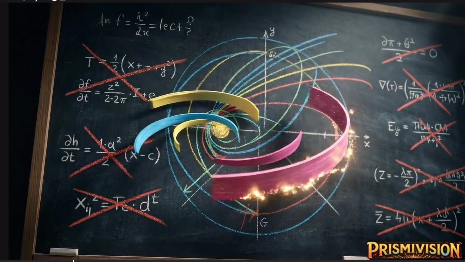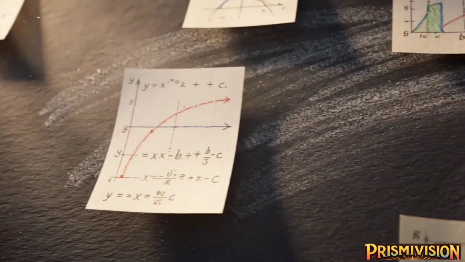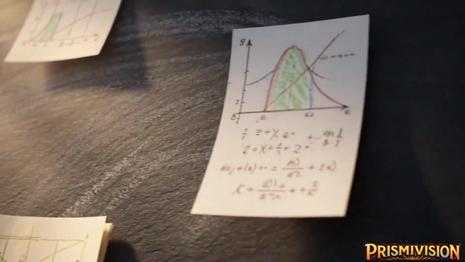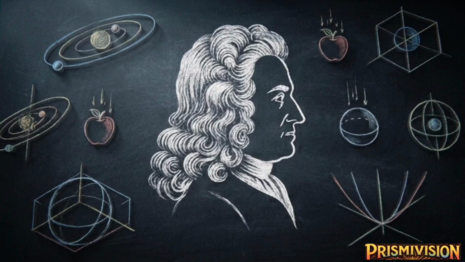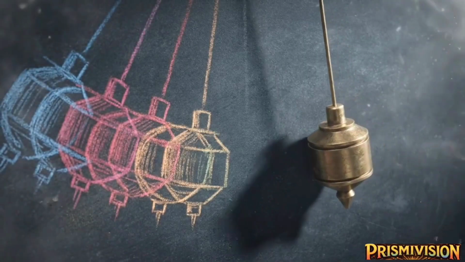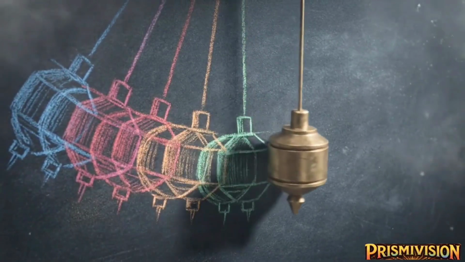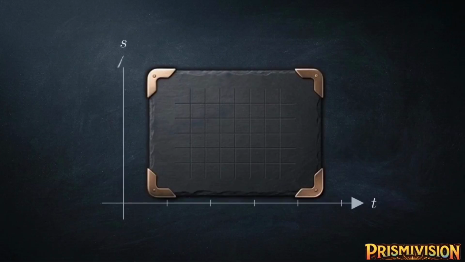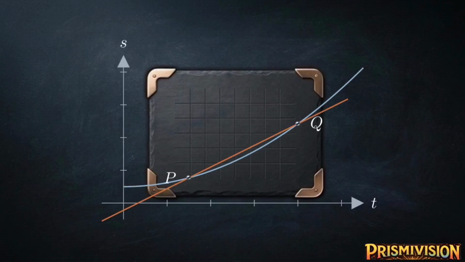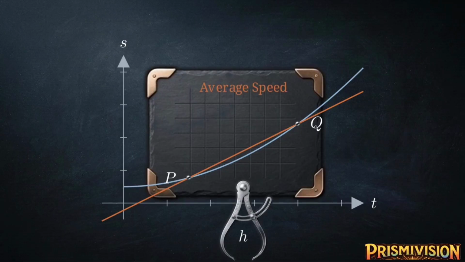From opposite ends of Europe, Newton and Leibniz had independently forged the tools needed to finally solve the paradox of change. Newton approached the problem through the lens of physical motion. He called his system the method of fluxions, focusing on how continuous quantities, like position or velocity, flowed over time. This graph shows how we traditionally measure speed. We plot a curve representing position over time, and draw a straight line, a secant line, between two distinct points. The slope of that line gives us the average speed between them.